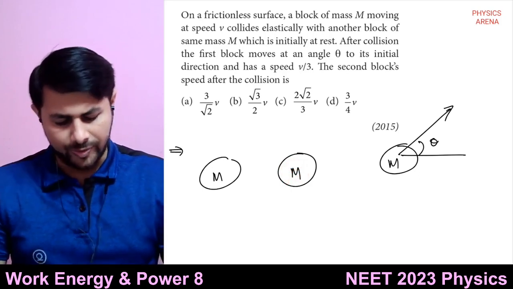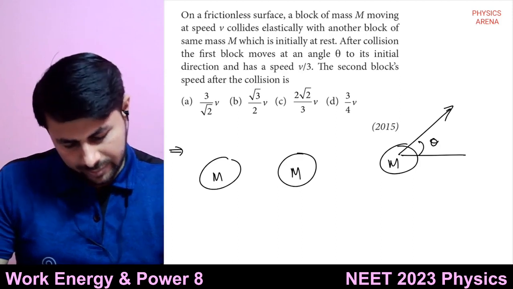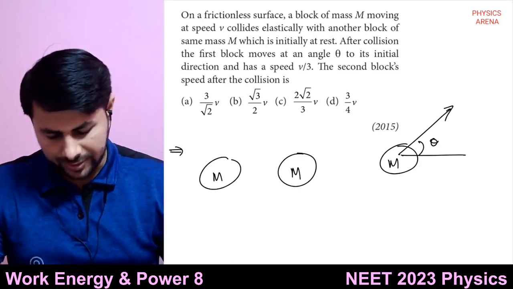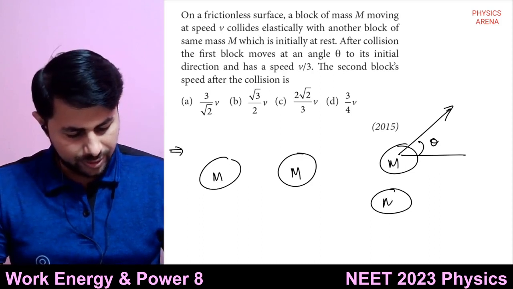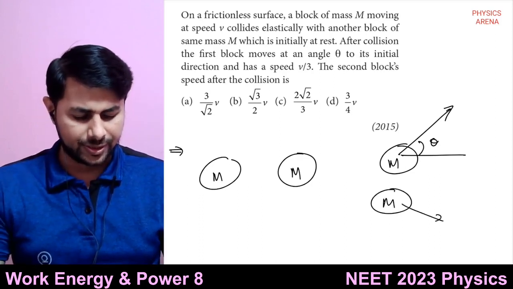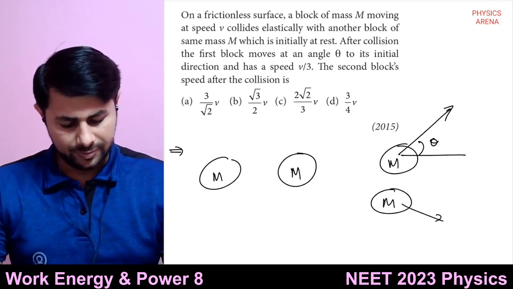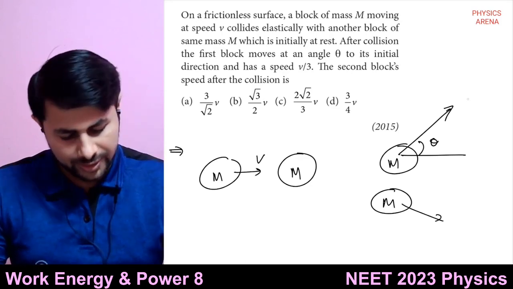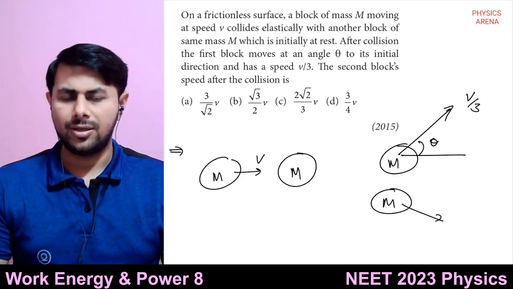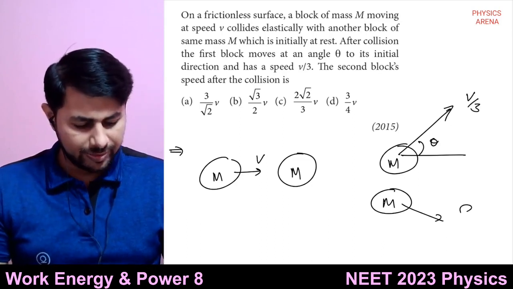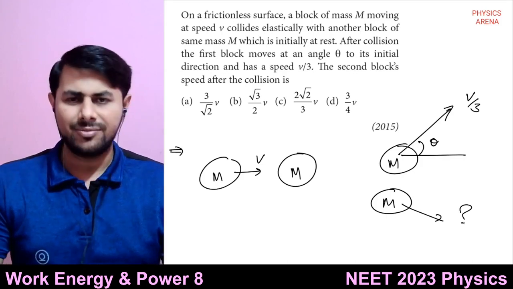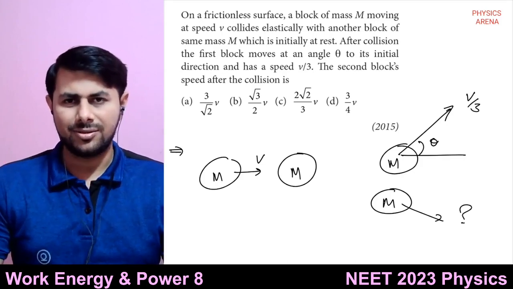The second block speed is asked. So this m will go in some other direction. Its speed is asked. So what was the initial speed? V. What is speed of this block? V by 3. What will be speed of this one? This is the question.